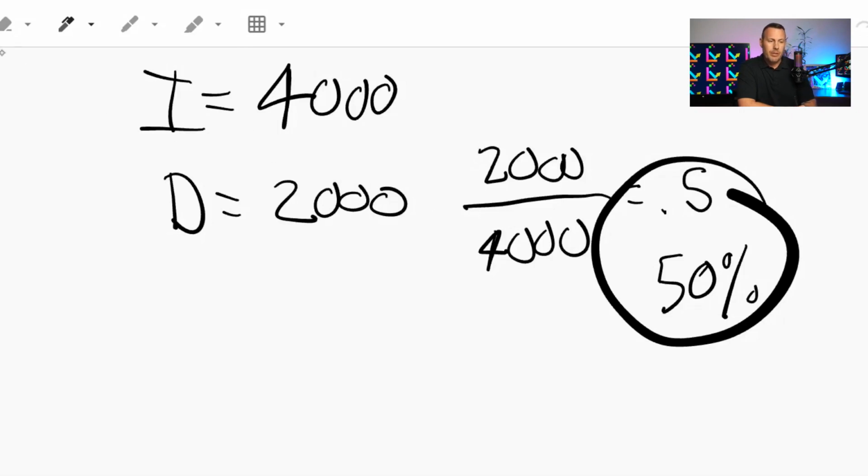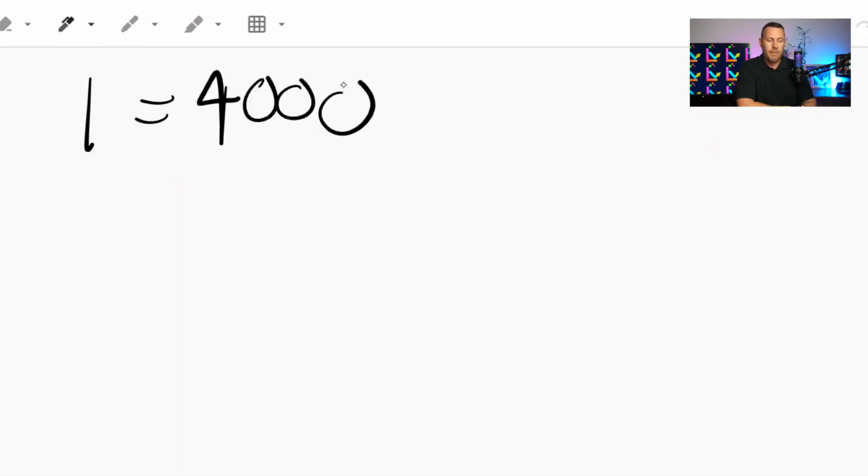So now let me wipe this slate clean. Let's say now you have the same income. Your income is $4,000 a month. Now let's put some debt payments in here, because now we're going to calculate your back end DTI. This is going to include your housing payment and many other payments that potentially show up on your credit report.